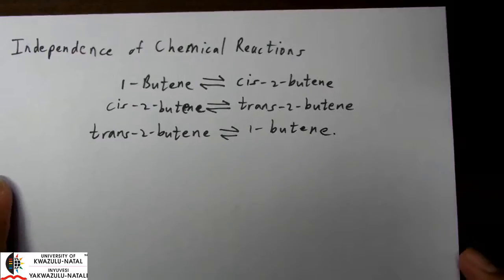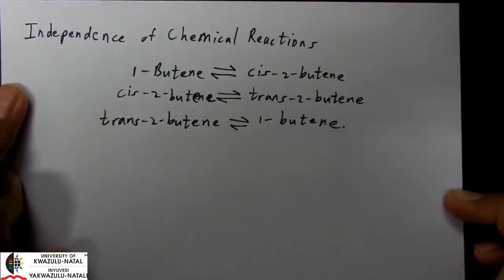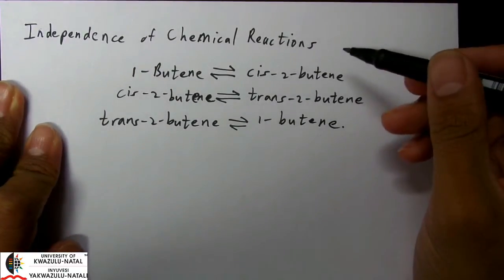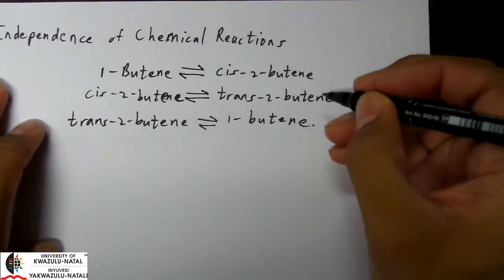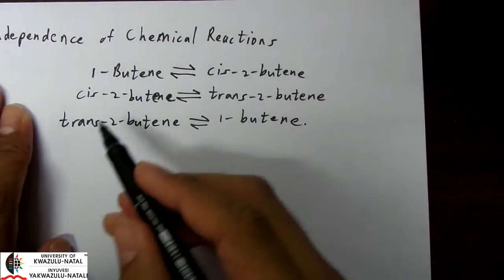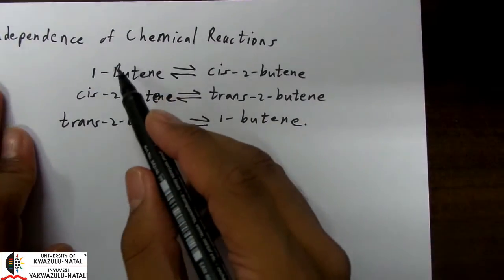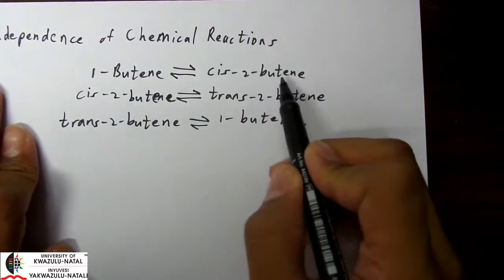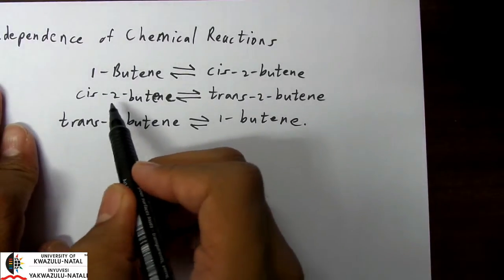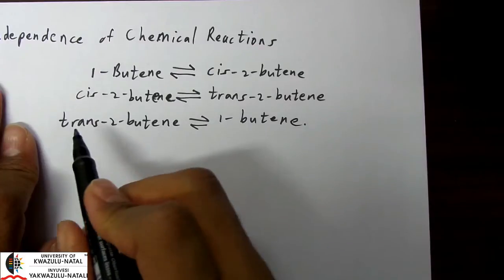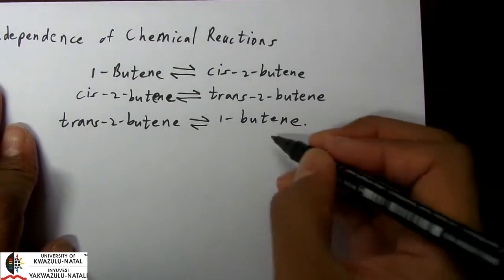Okay, so we'll look at reaction independence and how it fits into our calculation procedure. So let's get straight to it. Okay, you may recall that we've dealt with this reaction set before. However, let's just look at it again to revise. So we have 3 reactions occurring in one reactor, and we have 1-butene becoming cis-2-butene, cis-2-butene becoming trans-2-butene, and trans-2-butene becoming 1-butene again.